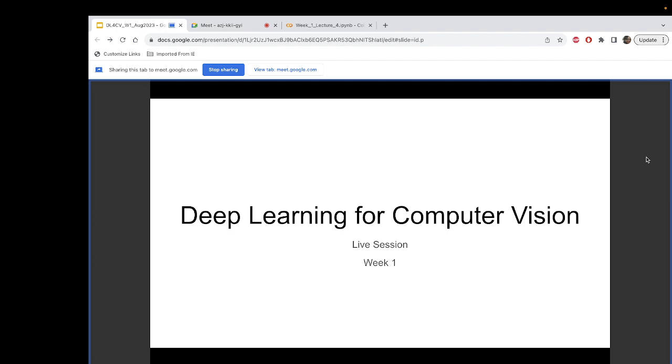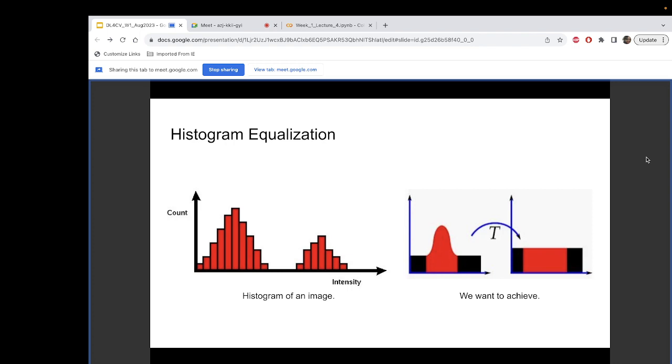The course is called Deep Learning for Computer Vision, but like I said, for week one we'll start with something a little bit basic, a little bit on image processing. So let's look at some of the topics that Sir has already gone through for this week. First of all, we'll visit this concept of histogram equalization.